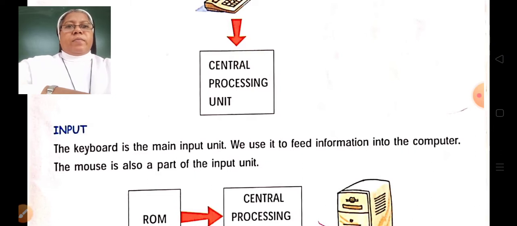Input. The keyboard is the main input unit. We use it to feed information into the computer. The mouse is also a part of the input unit. When we are using the computer and the keyboard, at that time we use the mouse also. Input section understood? The keyboard is the main input unit and we use it to feed information into the computer. The mouse is also a part of the input unit.